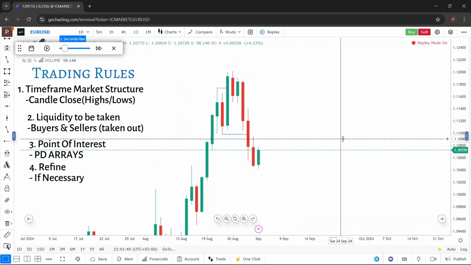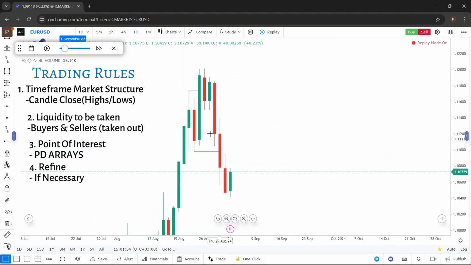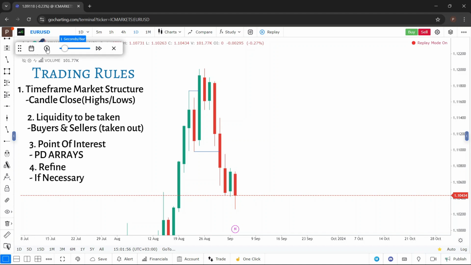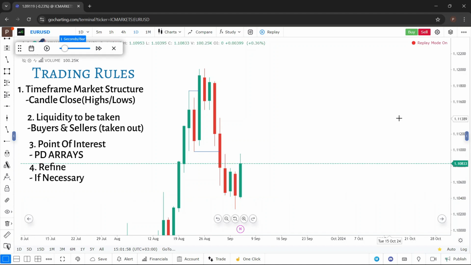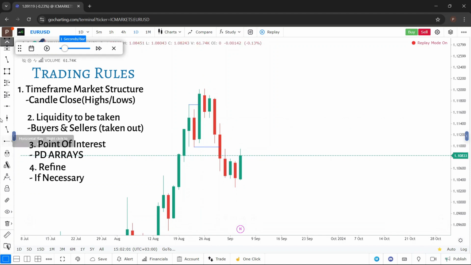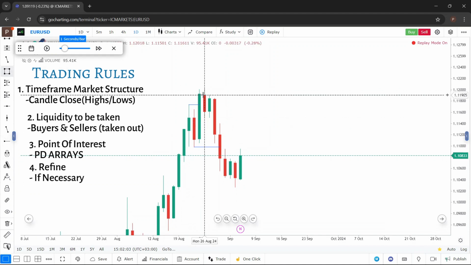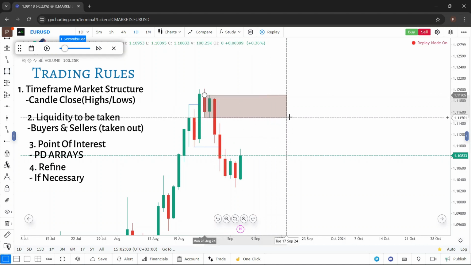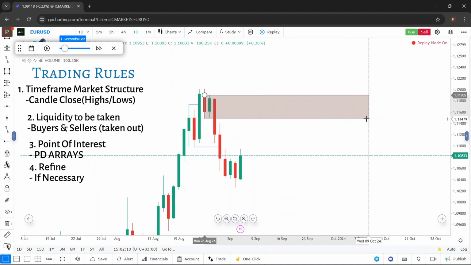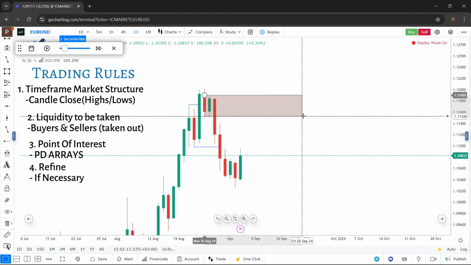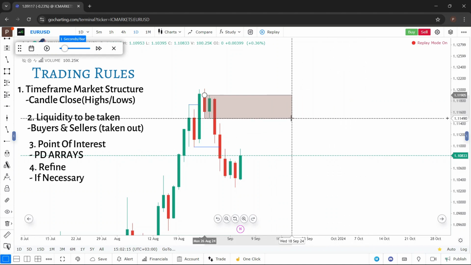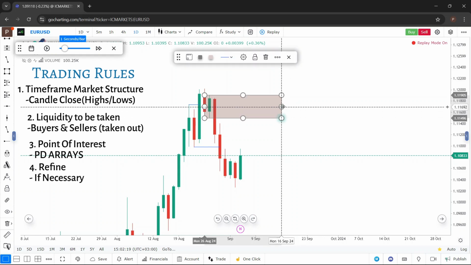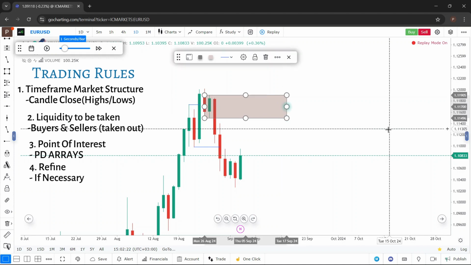So what's the next step? What's my point of interest? What's my PD array? So, what's my point of interest right here? I have an order block right here. I took this order block as my point of interest. As I've tried to explain in the previous video about order blocks, I think we all know about order blocks. Now this is on the daily time frame, so I marked it. We have an order block right there.